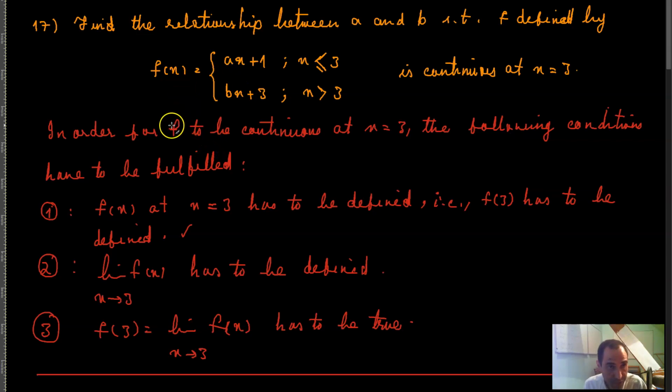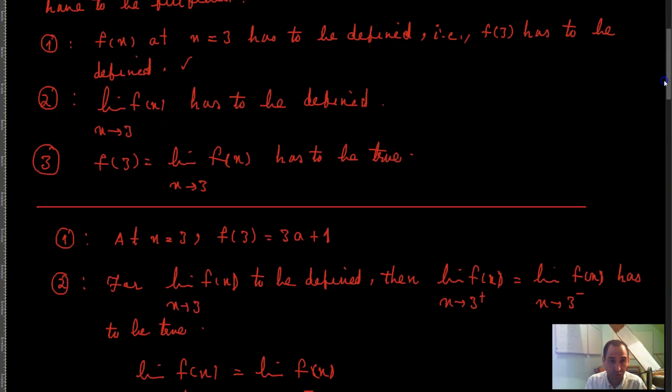So then I can say that in order for f to be continuous at x is equal to 3, the following conditions have to be fulfilled. Number one, f of x at x is equal to 3 has to be defined. That is, f of 3 has to be defined, right? And number two, the limit of f of x as x tends to 3 has to be defined, and then f of 3, the value of the function at x is equal to 3, has to be equal to the limit of the function as x tends to 3, meaning that this condition has to be true. So now we can take care of them one by one.